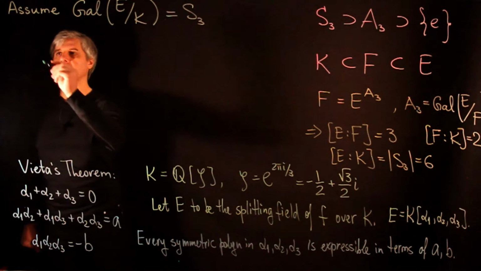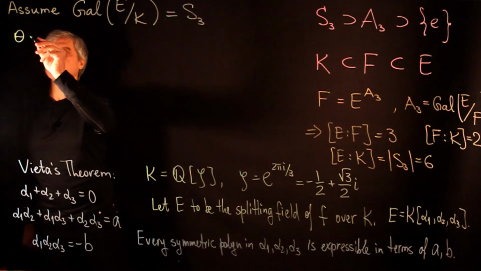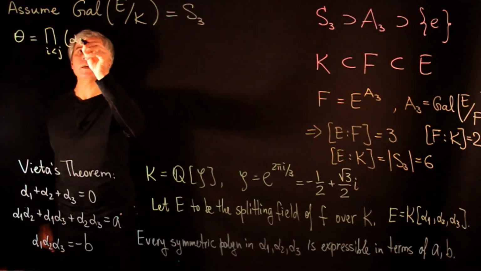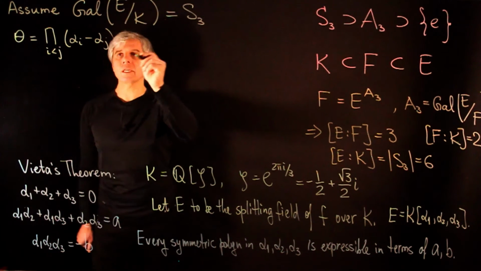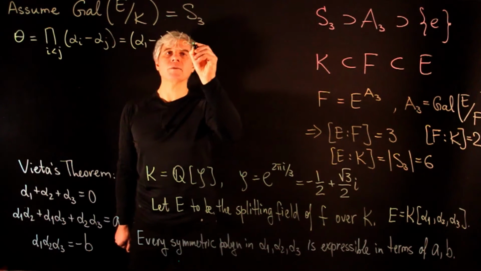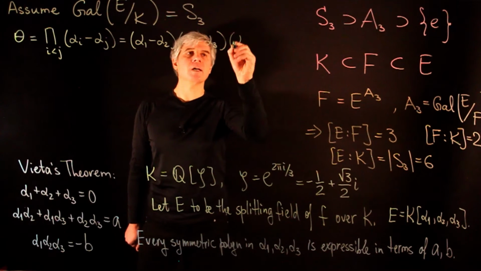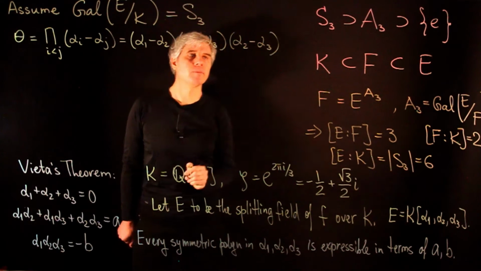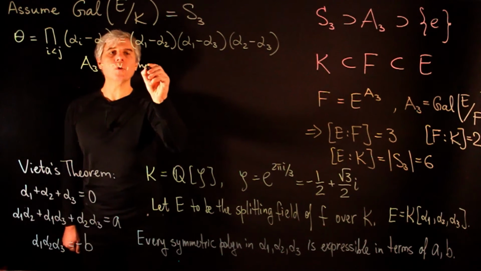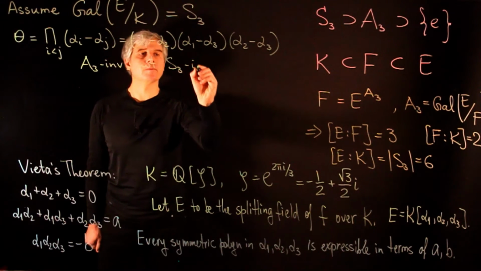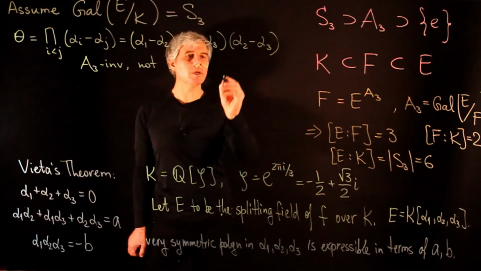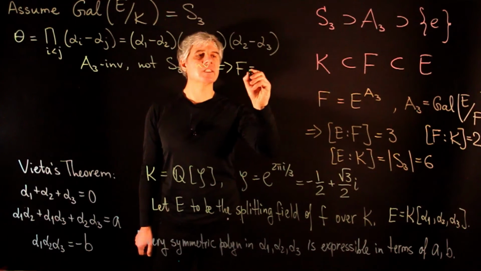Recall the construction of the discriminant. So we consider the element theta, which is the product over i less than j of alpha i minus alpha j. In the case when we have 3 variables, this is alpha 1 minus alpha 2 times alpha 1 minus alpha 3 times alpha 2 minus alpha 3. This element is A3 invariant, but not S3 invariant. So if the Galois group is equal to S3, then we conclude that F is the extension of K with an element theta.